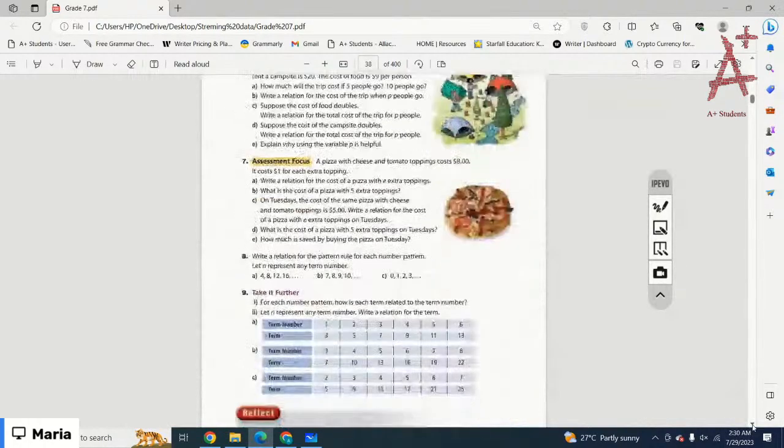Okay, a pizza with cheese and tomato topping costs $8. It cost $1 for each extra topping. Write a relationship for the pizza with extra topping. What is the cost of pizza with 5 extra toppings? Okay.